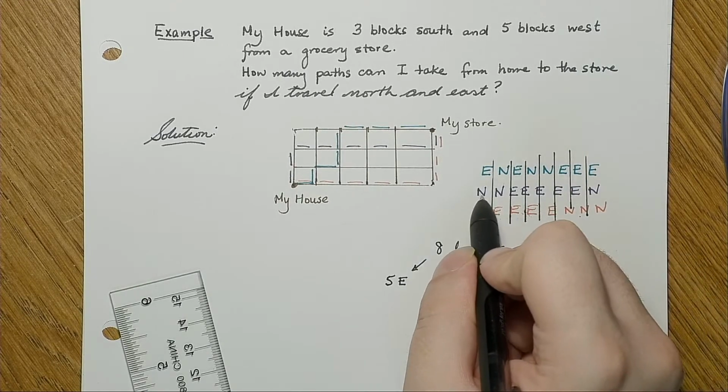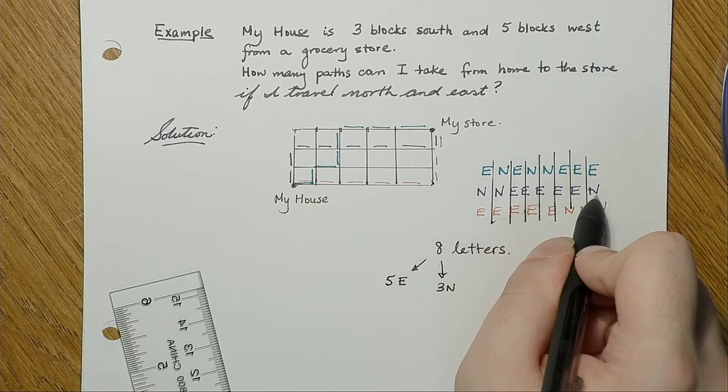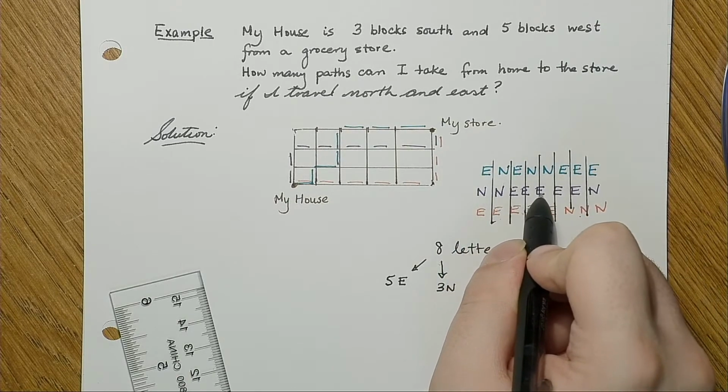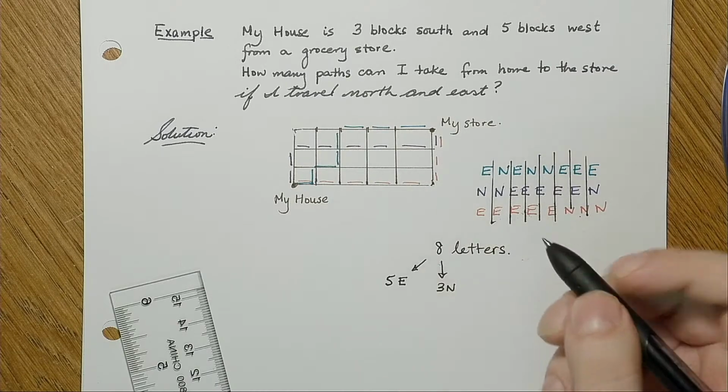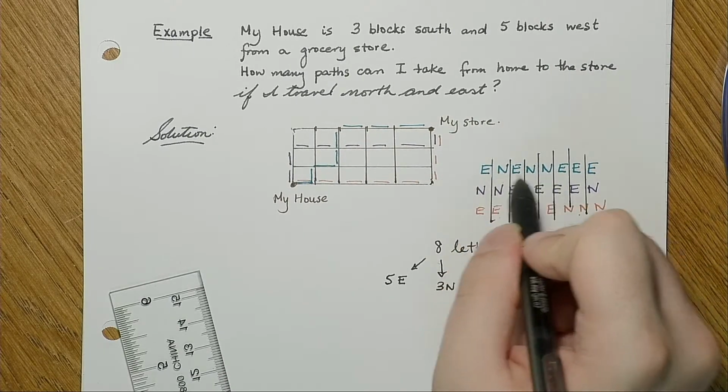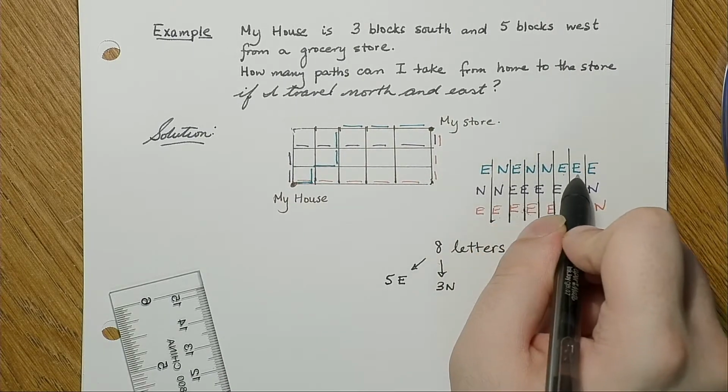But here's 1, 2, 3 norths. 1, 2, 3, 4, 5 easts. And same thing up here. 1, 2, 3. 1, 2, 3, 4, 5.